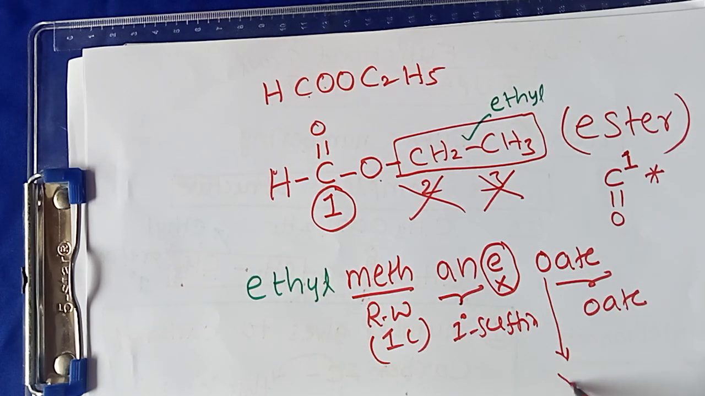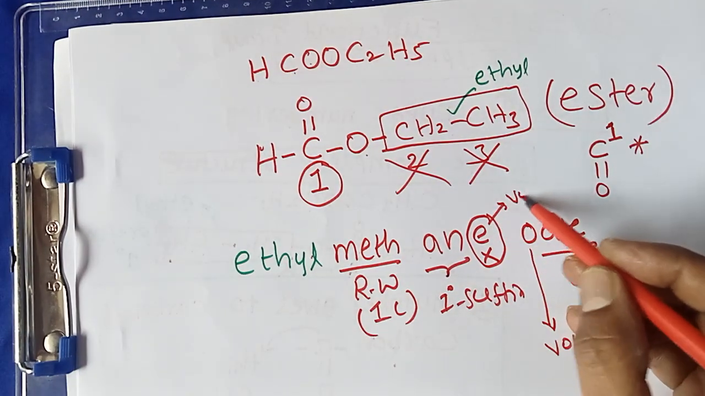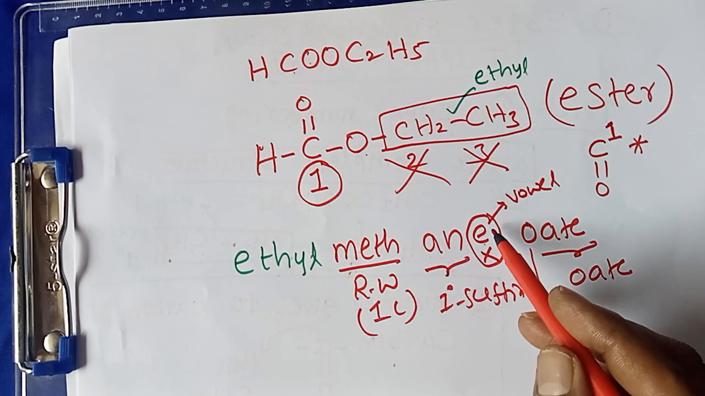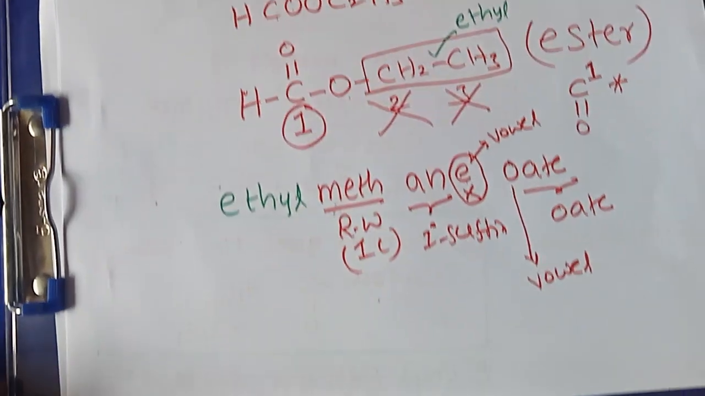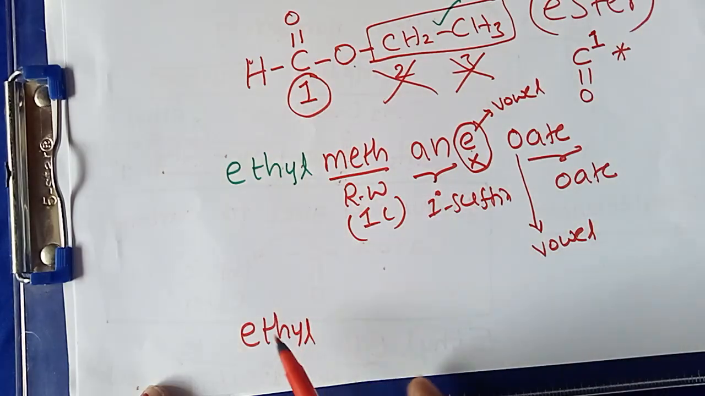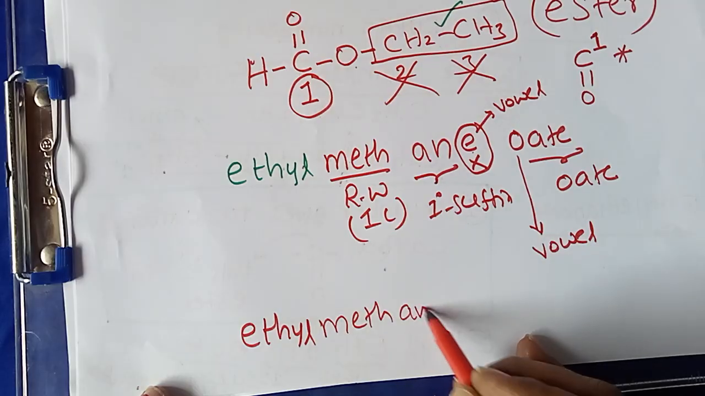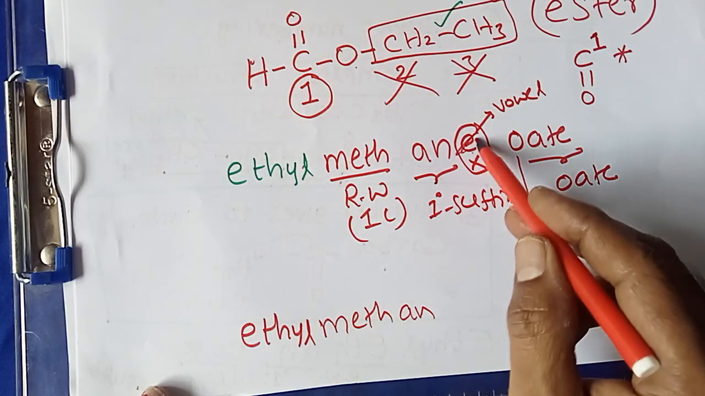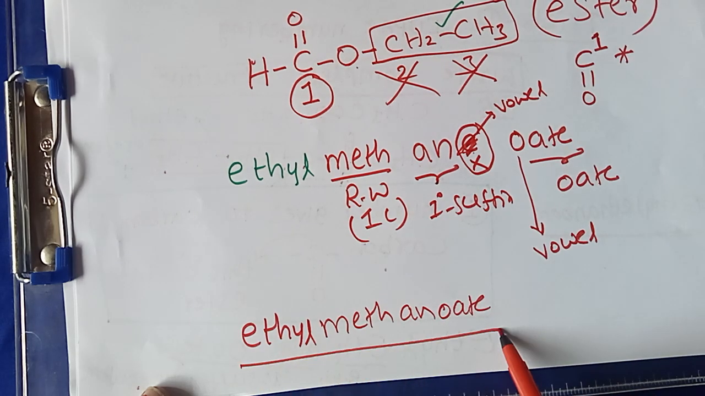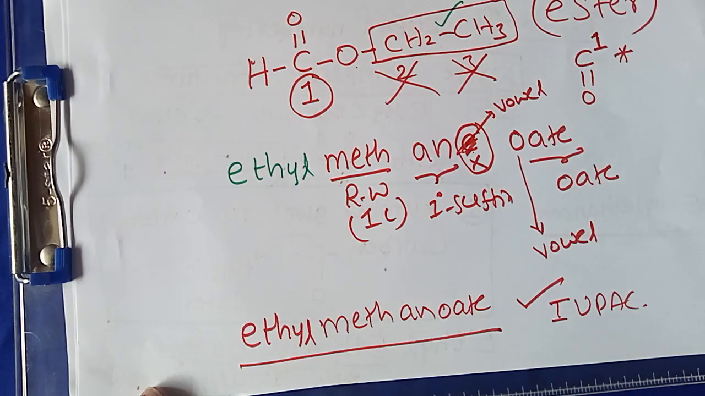This is also a vowel, and this is also a vowel. According to English grammar, if 2 vowels are adjacent, then generally we remove one. So what is the complete name? Ethyl, then meth, an primary suffix, then OATE, removing the E. So just add OATE. This is ethyl methanoate, the perfect IUPAC name.